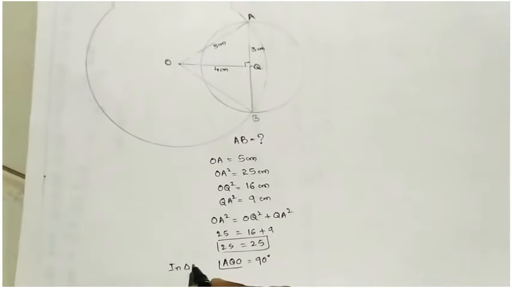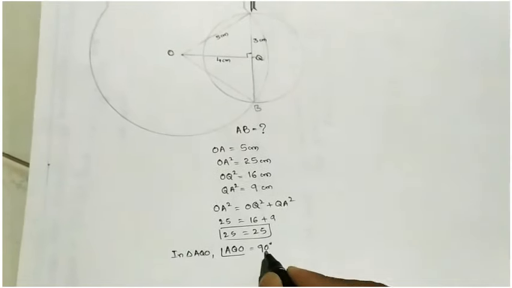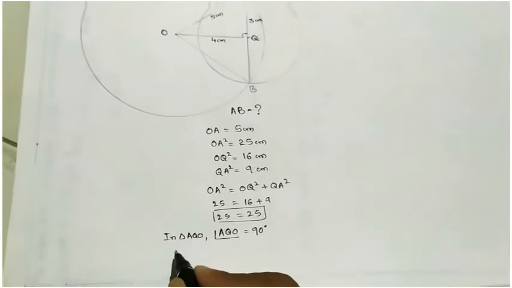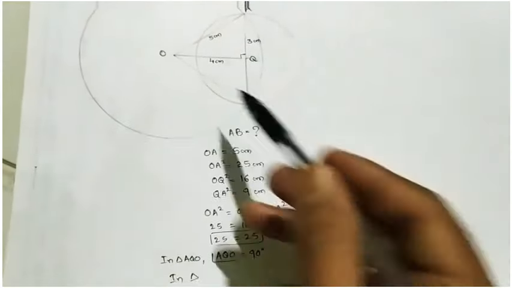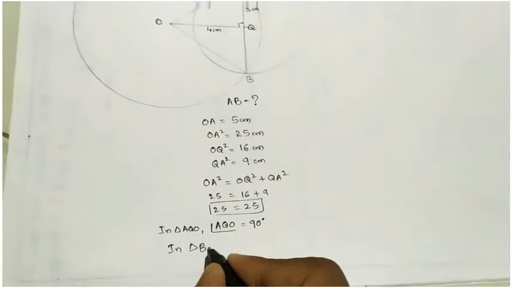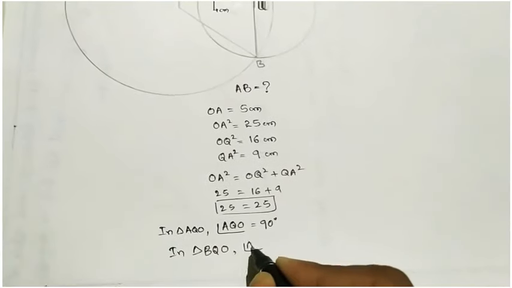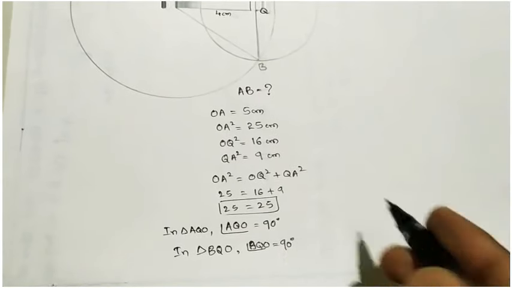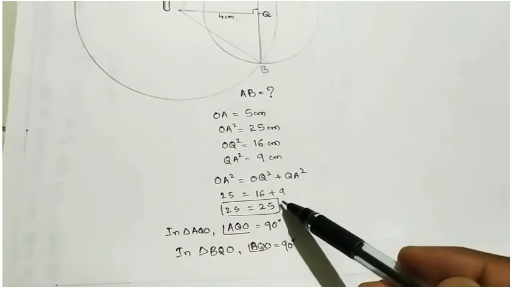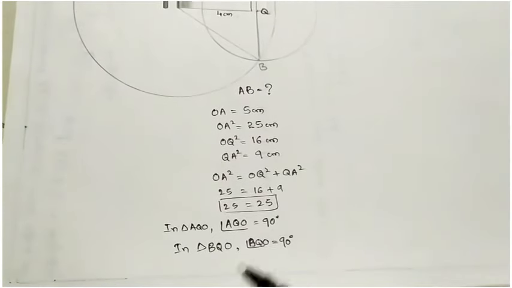Similarly, in triangle AQO, angle AQO is 90 degrees. In triangle BQO, angle BQO is also equal to 90 degrees. Using the converse of the Pythagoras theorem, here we get 90 degrees.